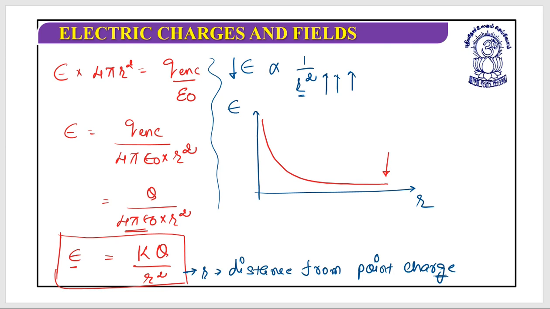Please make a point that it never touches zero. So the curve should look like this. This is electric field versus distance. As soon as distance is increasing, the value of the field will decrease. Are you sure? Yes? Any doubts? No? Let's move on.